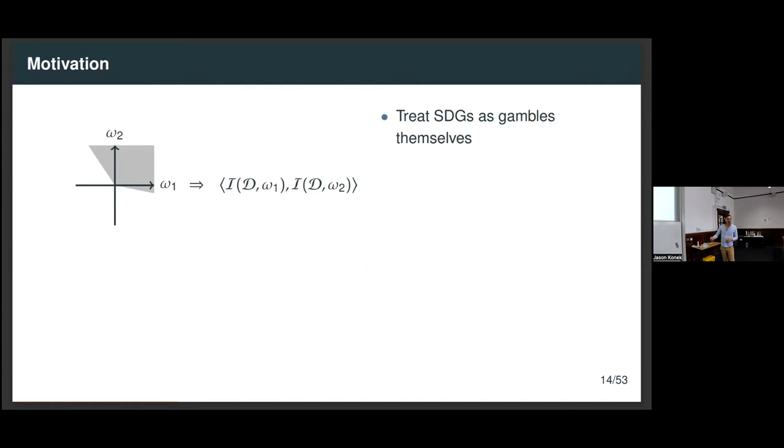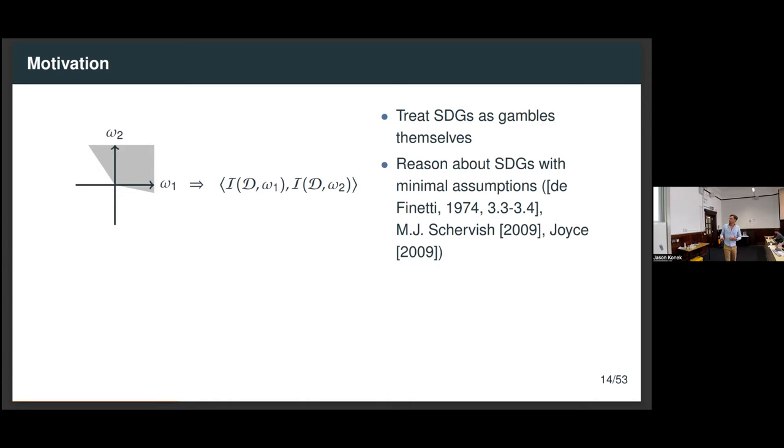So why real values? Well, one thing, which might be obvious, but you know, we're used to thinking about gambles. Which gambles are better than which other gambles? Those are the kinds of judgments we trade in IP often. And real value scoring rules allow us to treat sets of desirable gambles themselves as a gamble, just a gamble that gives you a kind of loss, a loss in accuracy. There's lots of work about this, but one nice feature of doing that is then you get to reason about what kinds of properties sets of desirable gambles should have using pretty minimal assumptions.